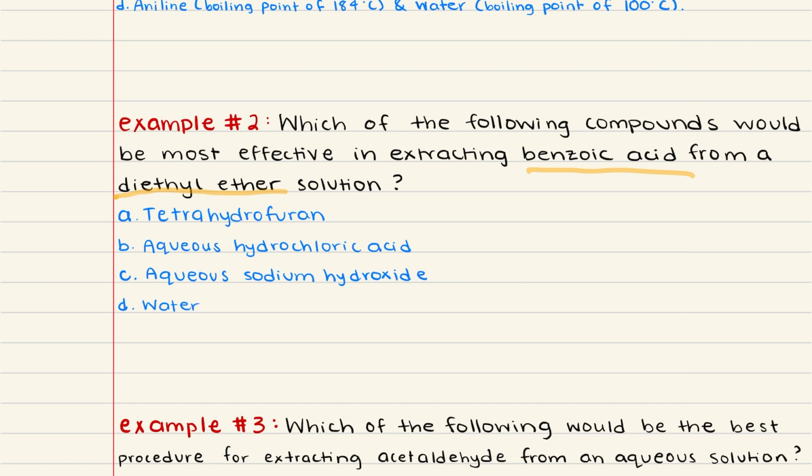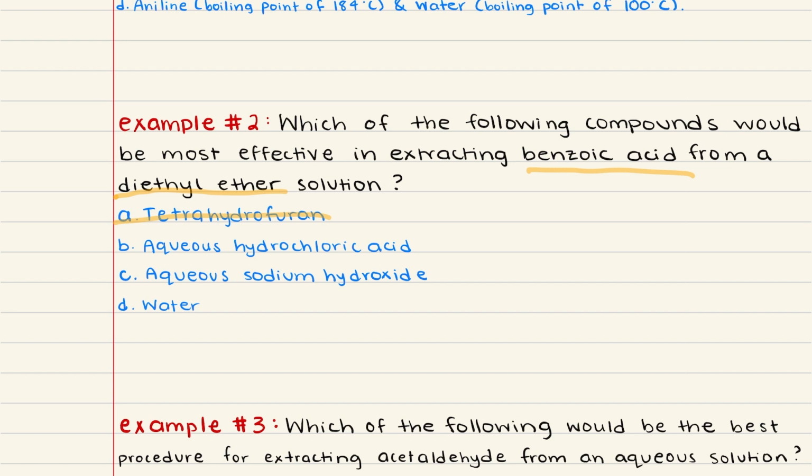A says tetrahydrofuran, or THF. That's an organic solvent, not an aqueous solution. It's not going to interact meaningfully with benzoic acid in a way that helps extract it. So we can go ahead and eliminate that. Choice B is aqueous hydrochloric acid. Hydrochloric acid is a strong acid, and since benzoic acid is also an acid, adding more acid isn't going to deprotonate it. In fact, this will just keep benzoic acid in its neutral form, which stays in the ether layer. So that's not going to help either.